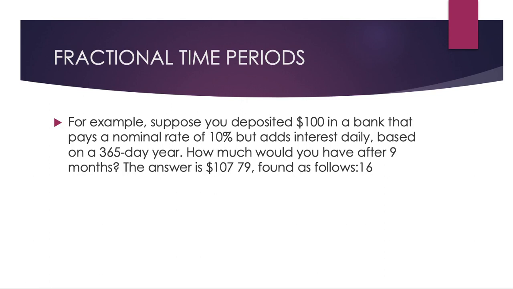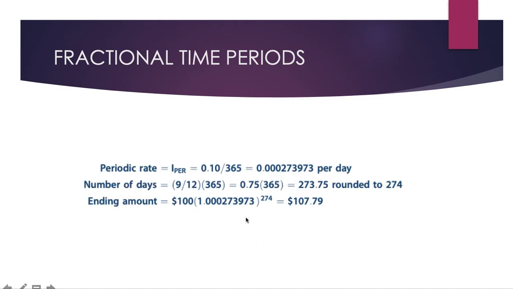And as you see, this is by calculating the number of days for this 9 months period, which we approximated a little bit, because out of the total 12 months we take 9 months and multiply with 365 days per year, and that gives us roughly 274 days, and that is what we used in the compounding here.